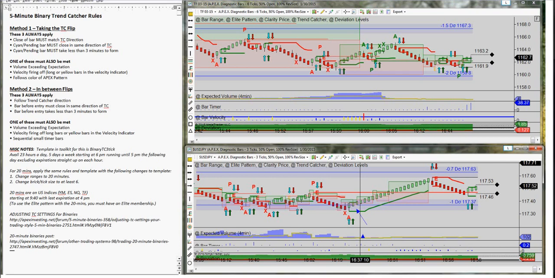On method 2, the previous bar acts as a confirmation bar, qualifying the bar to enter. Yes, it does. Absolutely. When you're doing method 2, the confirmation bar is the bar before your entry bar.